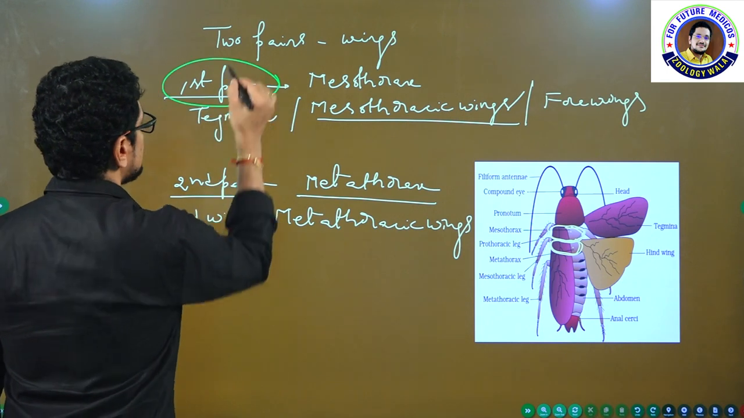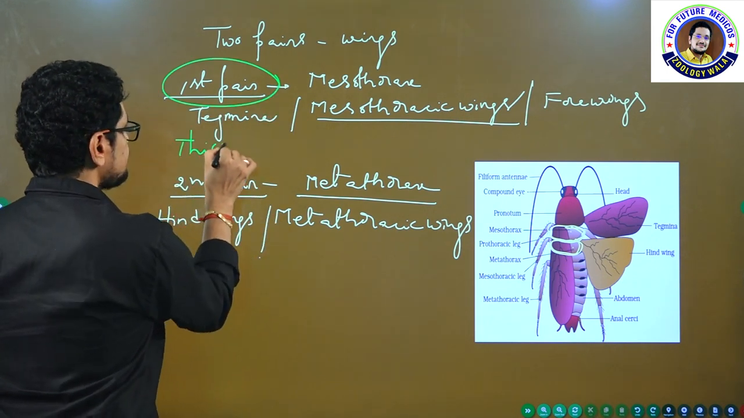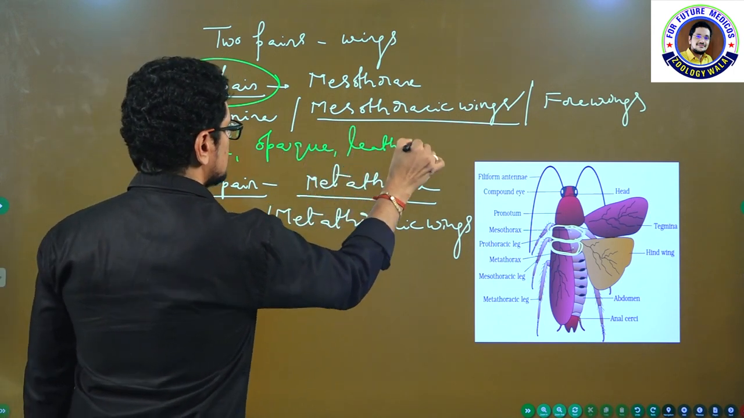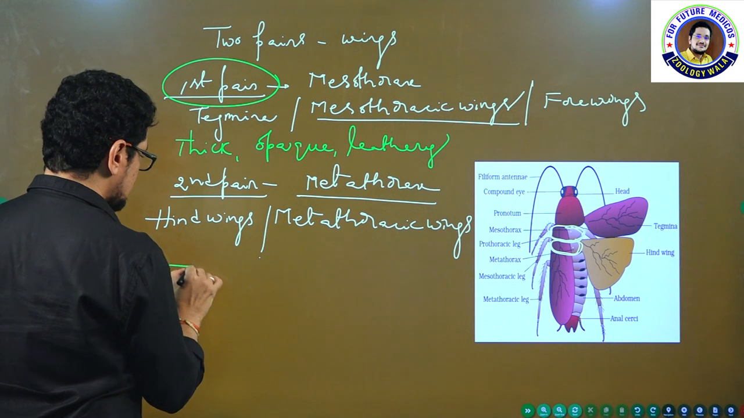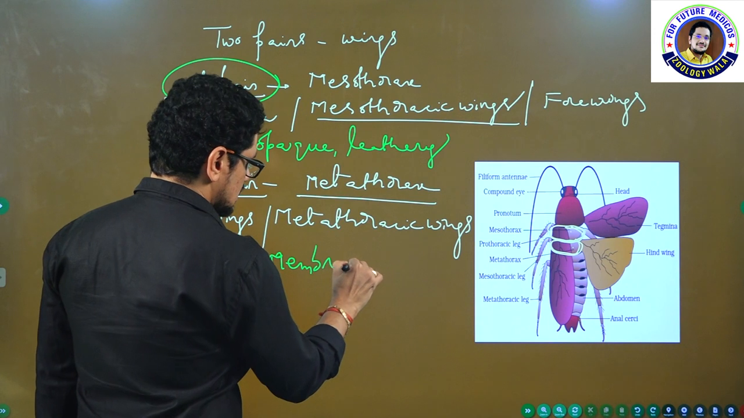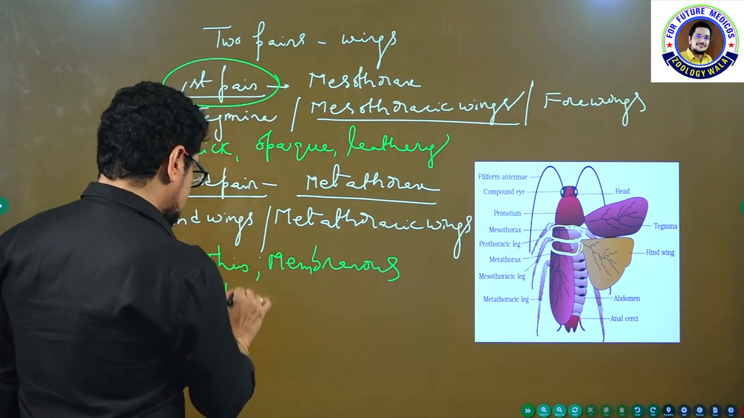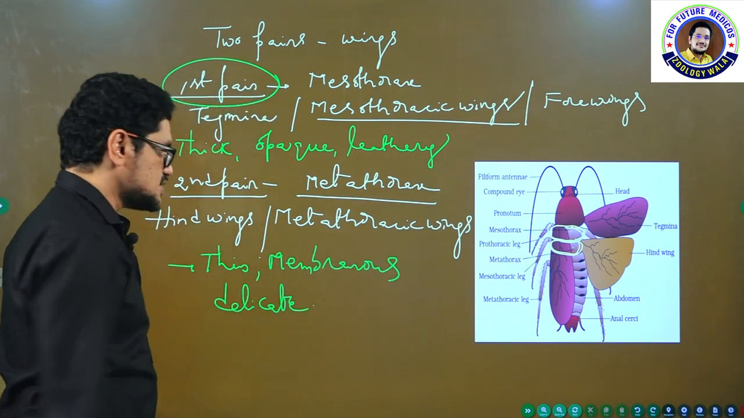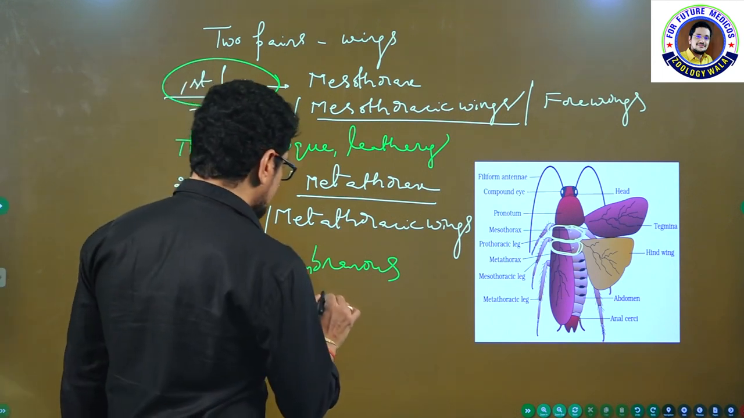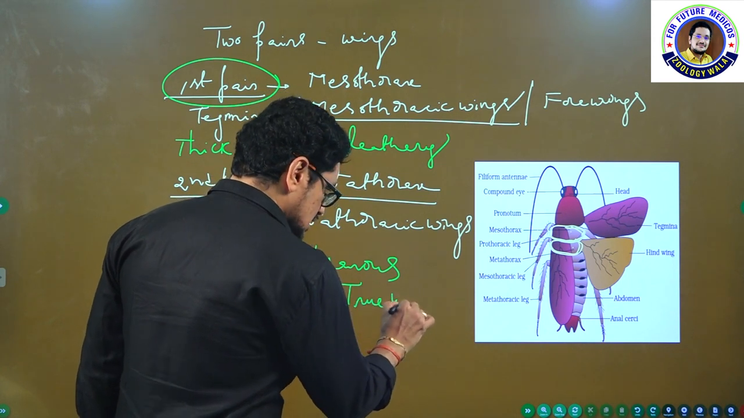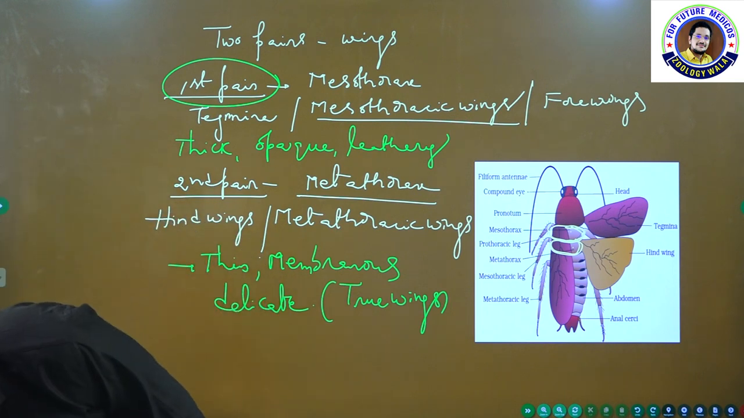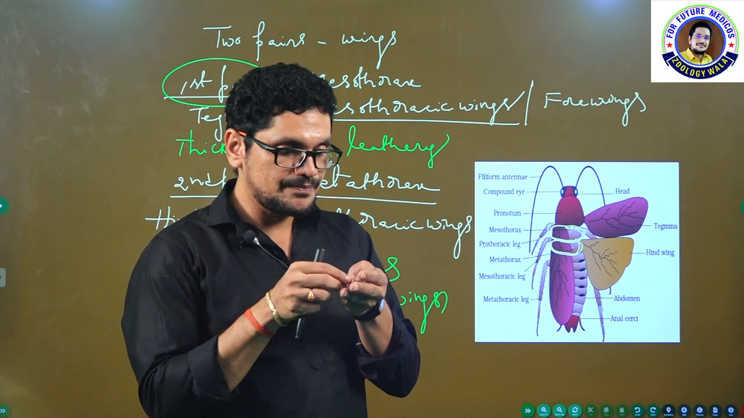First pair, forewings, are thick, opaque, O-P-A-Q-U-E, leathery. Thick, opaque, leathery. Hind wings are thin, membranous and delicate. These are very delicate, thin wings, membranous wings. Delicate wings are hind wings. These are in fact the true wings. These are the true wings which are useful for flight. These are essential for flight. I will show you. See this one.